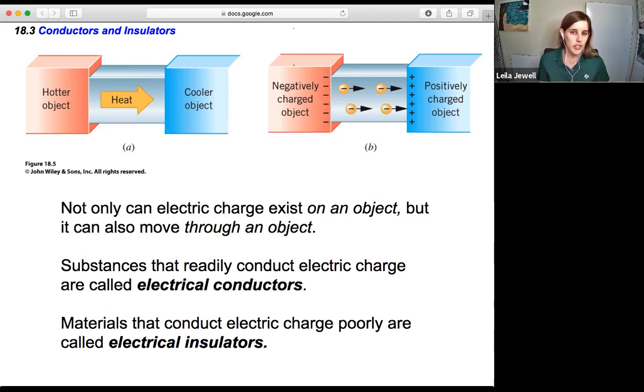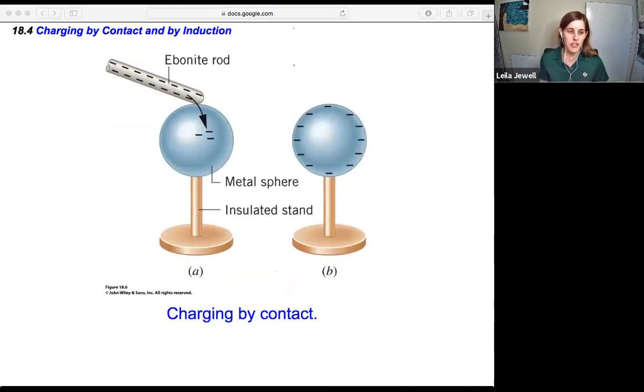So this leads us very nicely into our next section, section 18.4, charging by contact and by induction. We're first going to talk about charging by contact. And this imagines that we have some charged object, like our ebonite rod that we rubbed on animal fur, so that has negative charge on it. Great. Well, we can bring it and touch it to a metal sphere. And the metal sphere has no net charge initially. It's neutral. It still has positive and negative charges, but we're not going to draw them all in because we're here focused on the net charge.